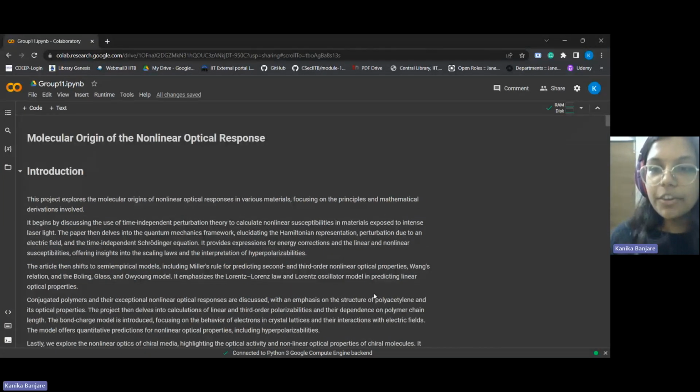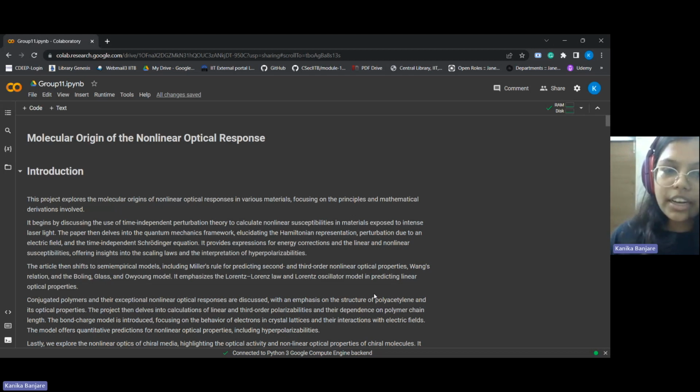So we are group 11 and our topic is molecular origin of nonlinear optical responses. Here we will review some of the simpler approaches that have been implemented to develop an understanding of nonlinear optical characteristics of various materials. Many of these approaches are based on the optical properties at the molecular level.